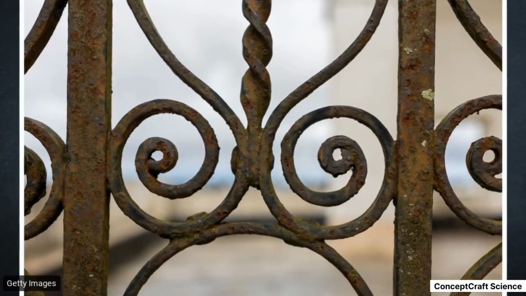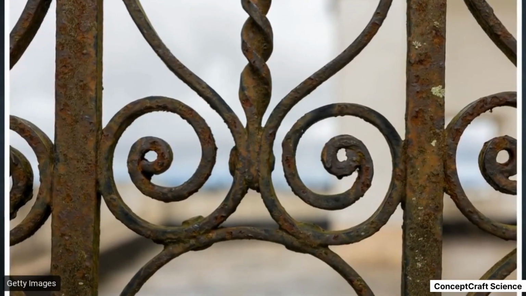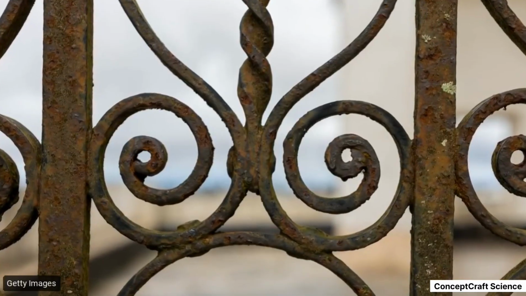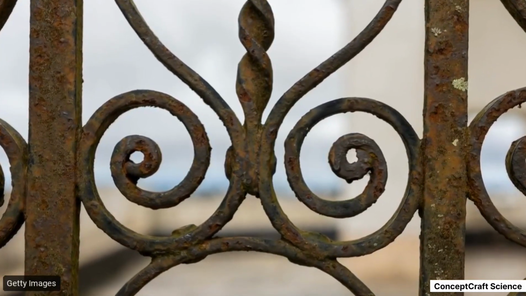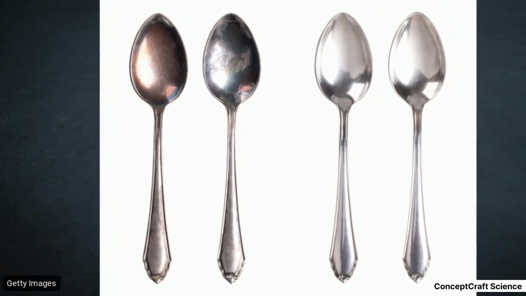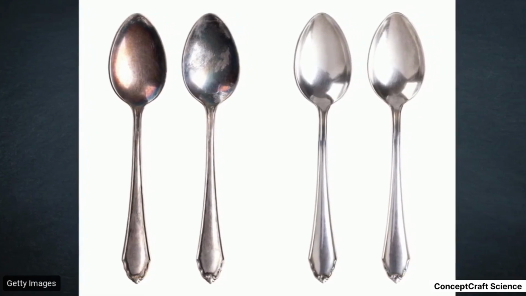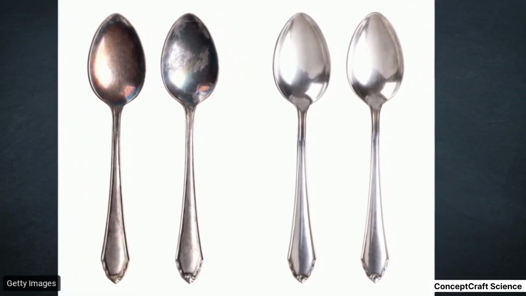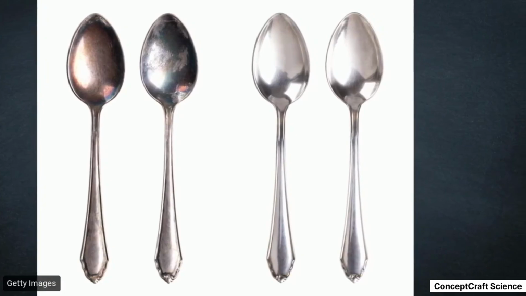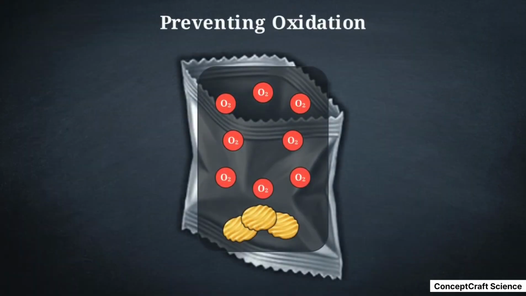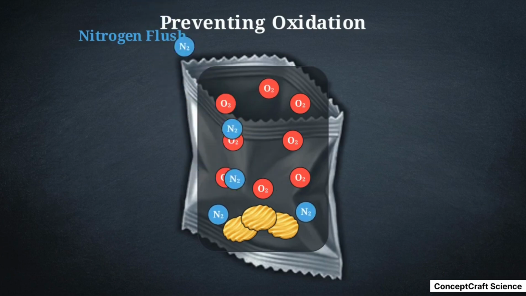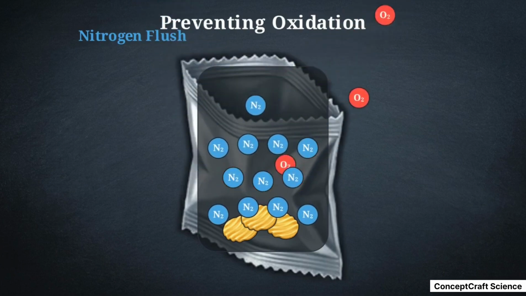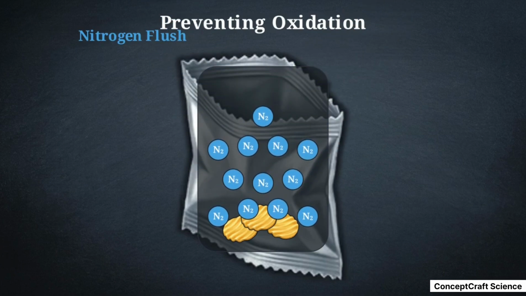Corrosion is a slow oxidation process that destroys structural metals, like the iron in this fence, over time. Tarnish is another form of environmental degradation. It specifically affects precious metals when they react with compounds in the atmosphere. In food, the oxidation of fats leads to rancidity. To prevent this, manufacturers flush food packaging with nitrogen gas to displace oxygen and preserve the contents.